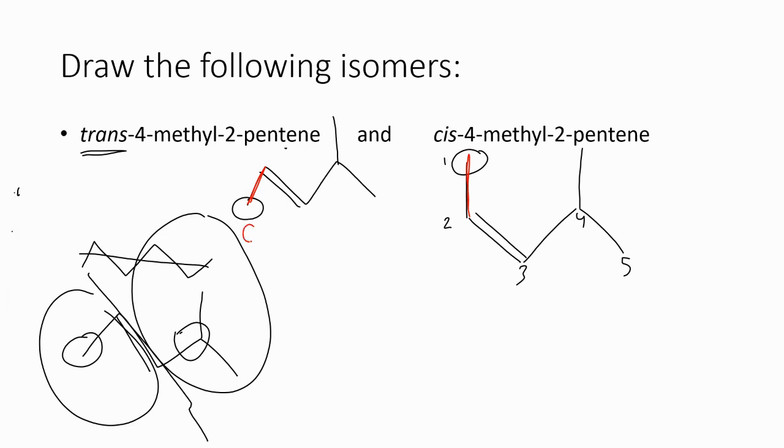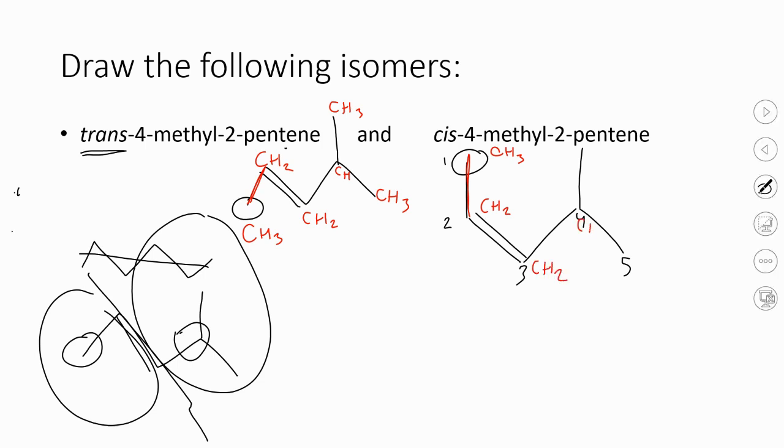So we can write it out. This is CH3, CH2, CH2, CH, CH3, CH3. And this one is also CH3, CH2, CH2, CH, and then 2 methyl groups. Okay, did that help?